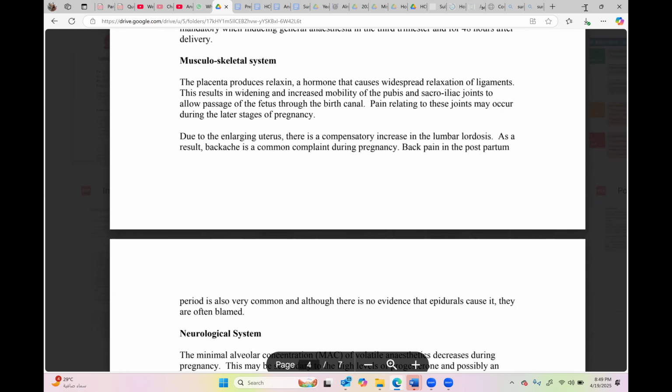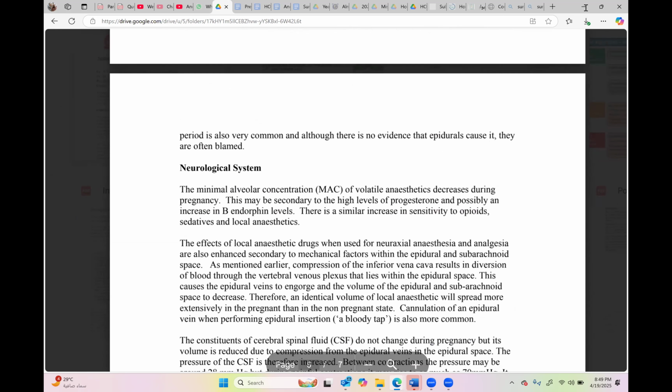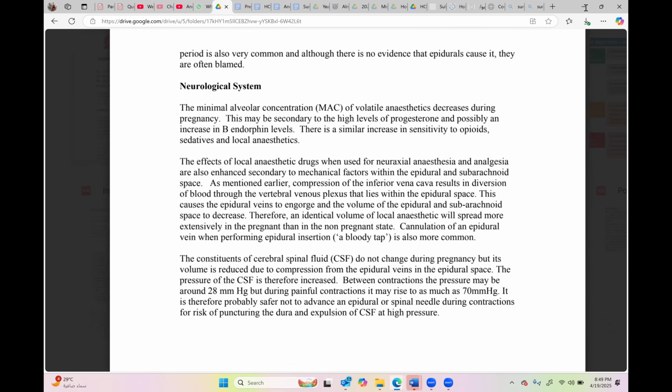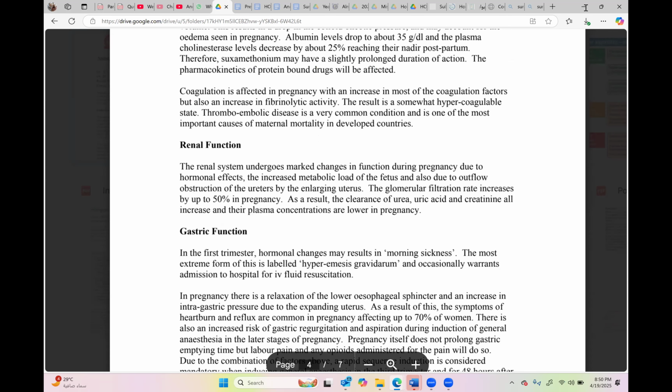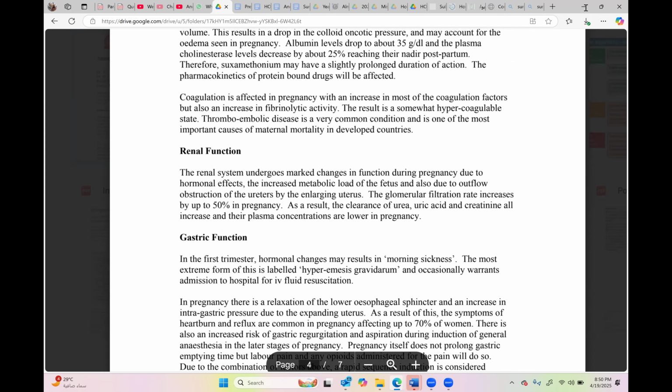Okay, so musculoskeletal we covered, neurological we discussed about MAC. So I'm just passing through them in case I miss anything. CSF pressure is increased even during contraction. It can reach up to 70 millimeters of mercury. Then some points about aortocaval compression, like you were telling about this.